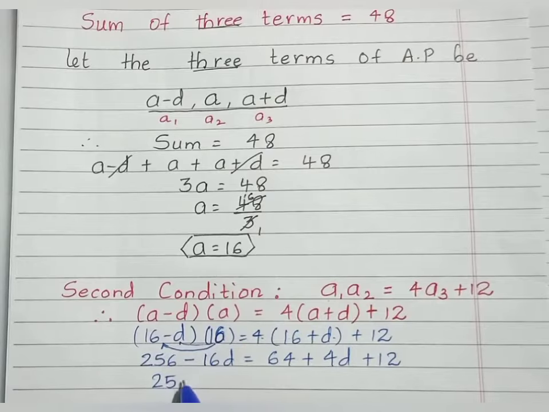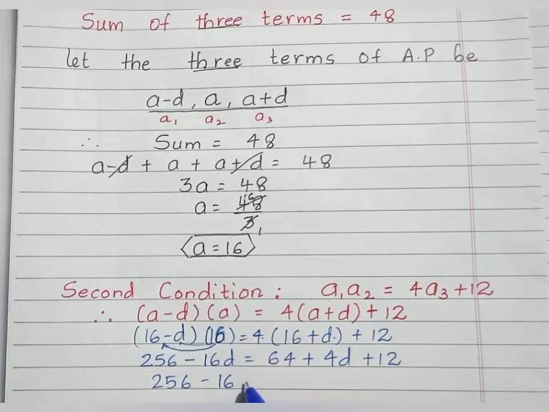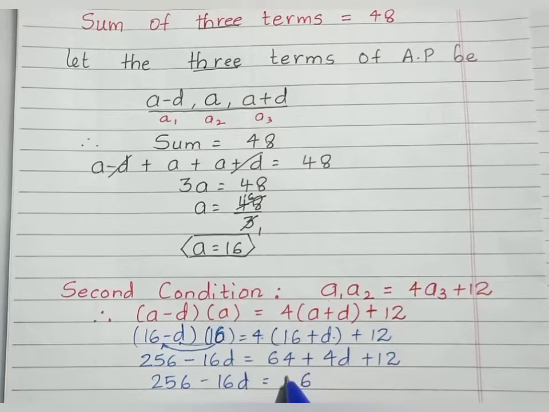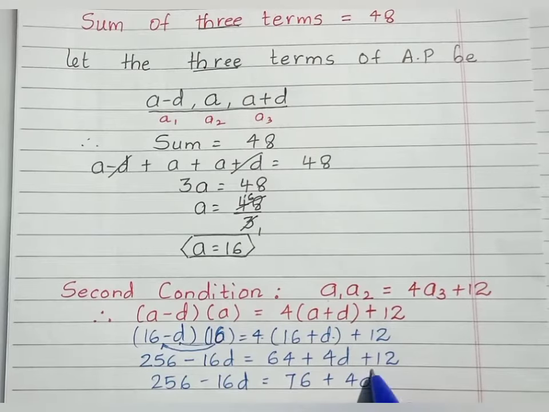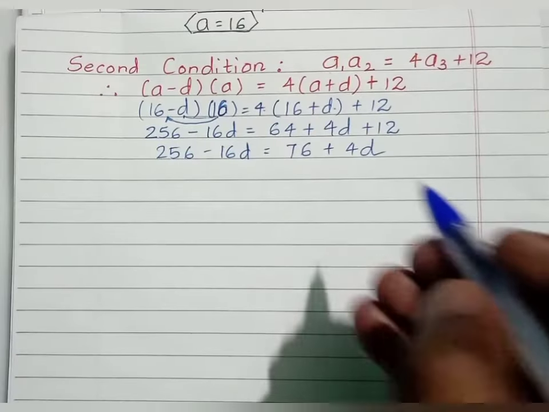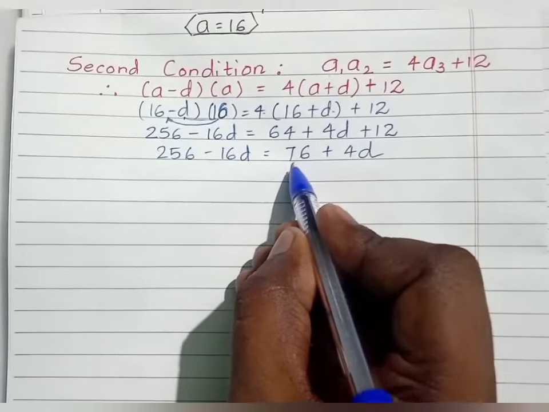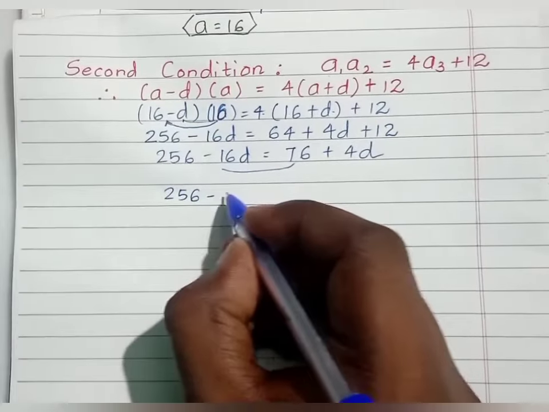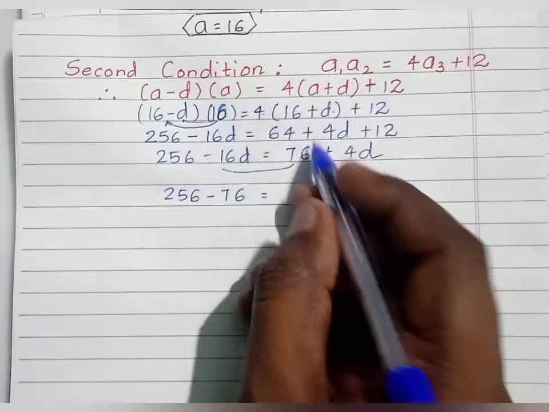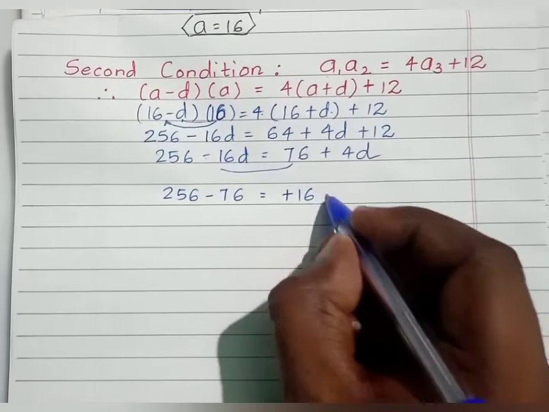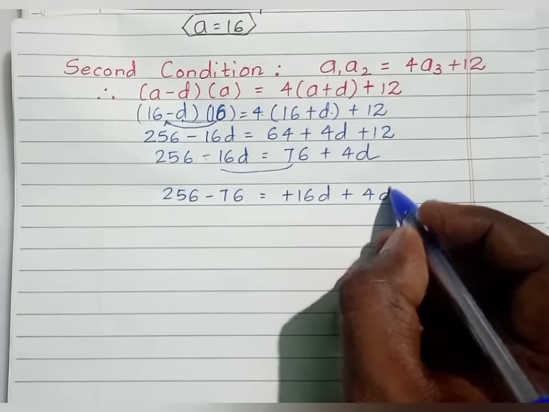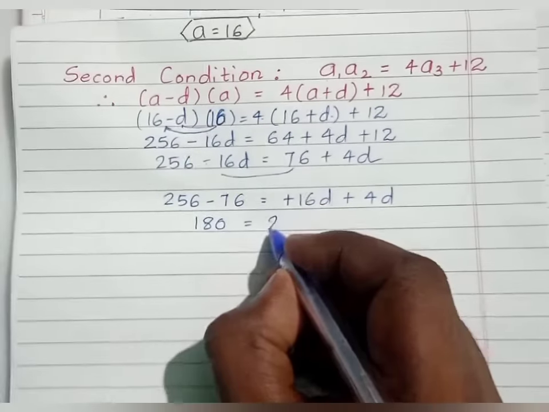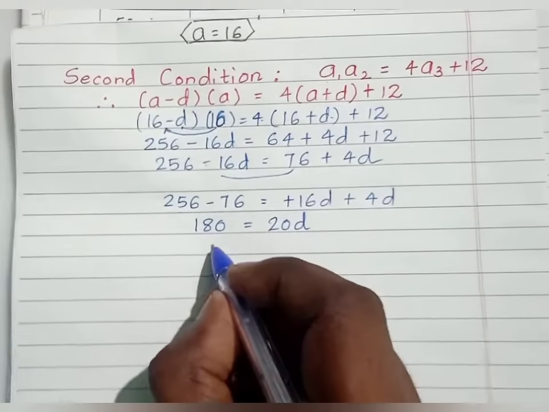Now 256 minus 16d equals, now I'll add the numbers. 64 plus 12 will give you 76 plus remaining term 4d. Now I'll group the terms. Now all the d terms on the RHS and numbers on the LHS. Now I'll shift plus 76 to LHS, will get minus 76. That is 256 minus 76 equals minus 16d. After shifting it becomes plus 16d plus 4d. So 256 minus 76 will give you 180 equals 16d plus 4d is 20d.